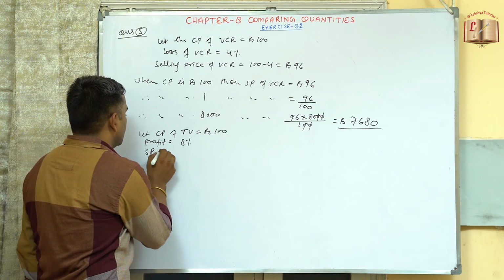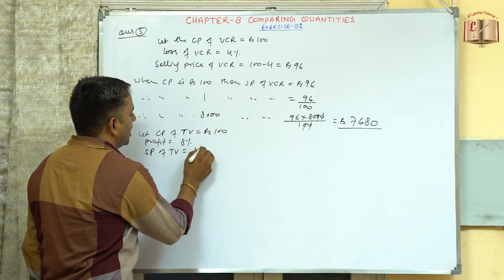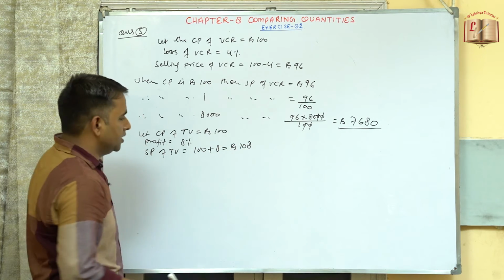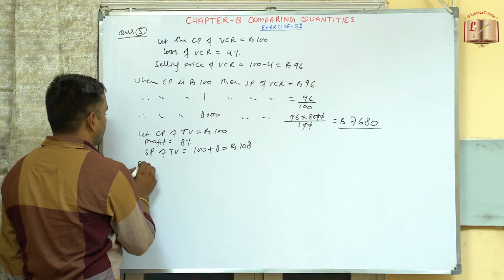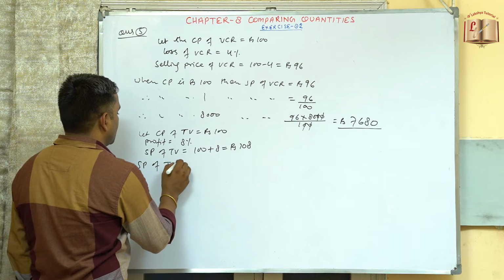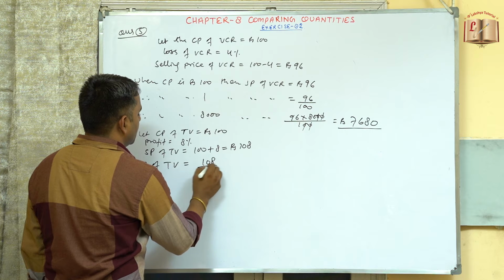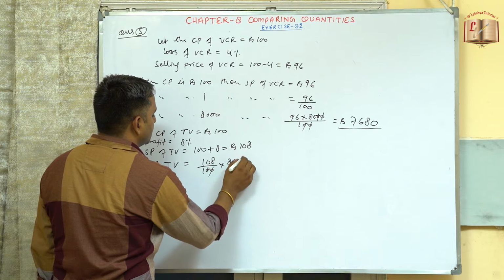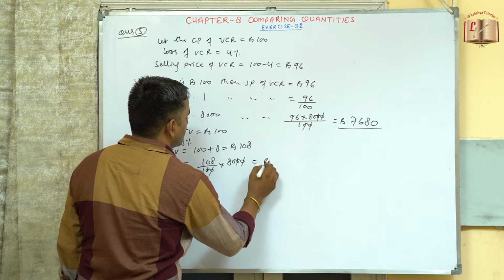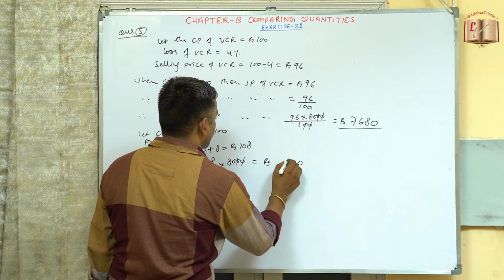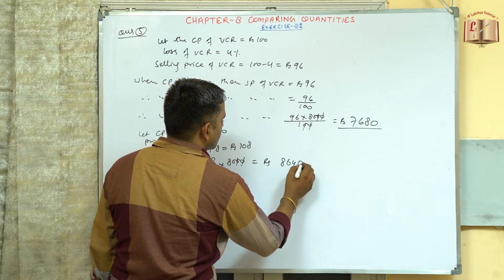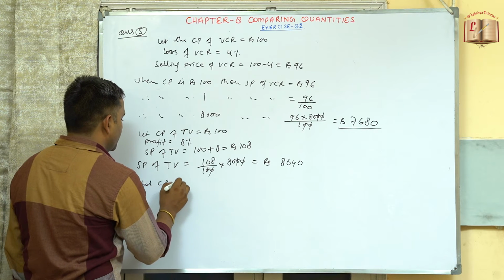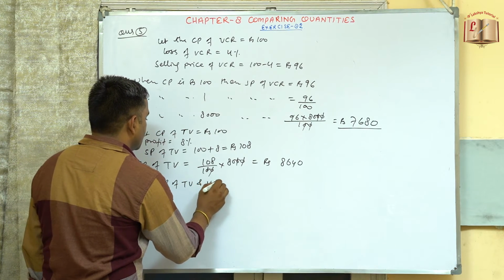So SP of TV will be equals to 100 plus 8. So this will be rupees 108. So we'll find out the selling price. So SP of TV will be equals to 108 divided by 100 into 8000. So 0 0 0 0 cancelled. So this is now rupees 8640.